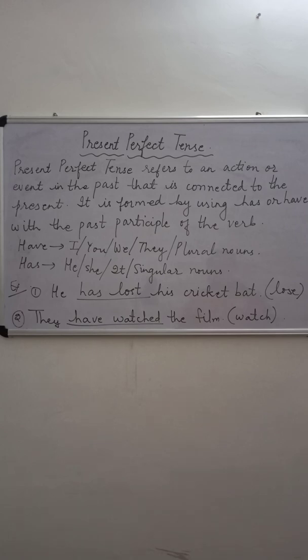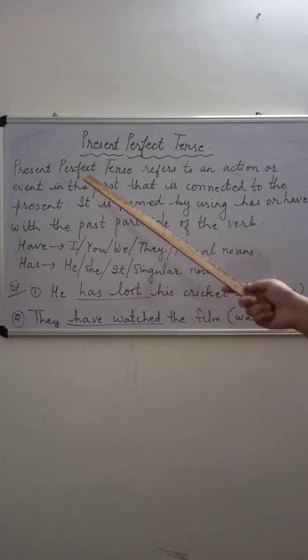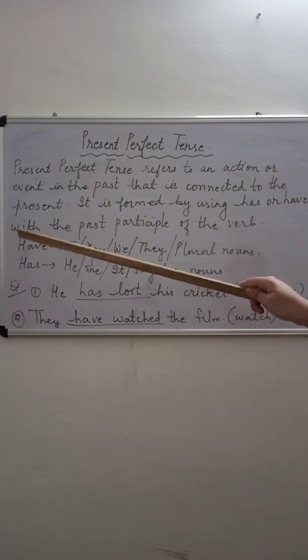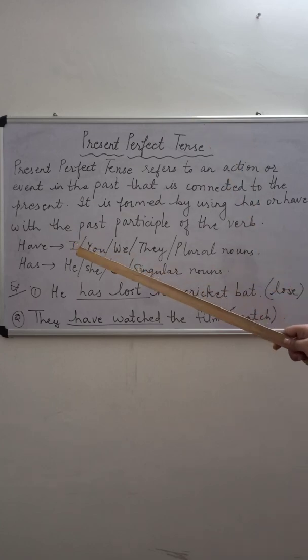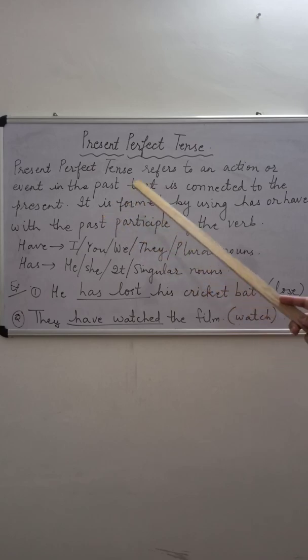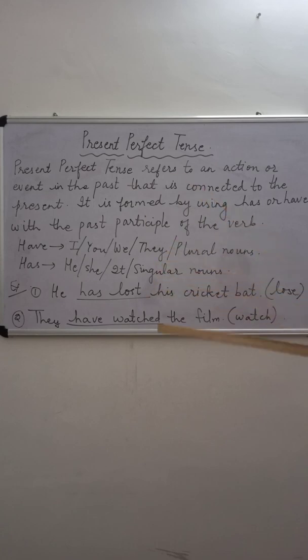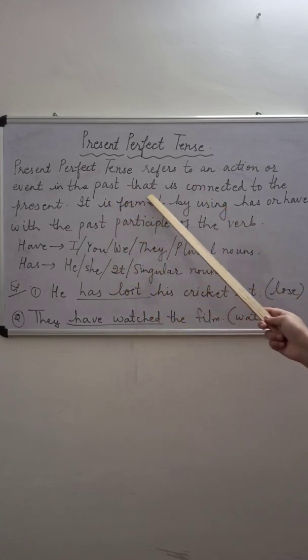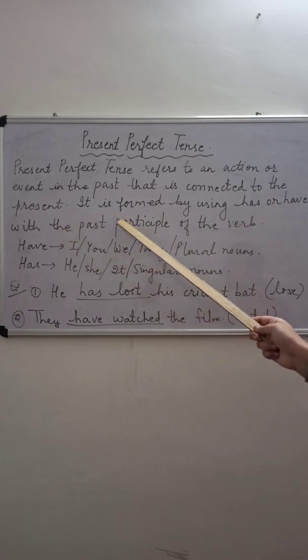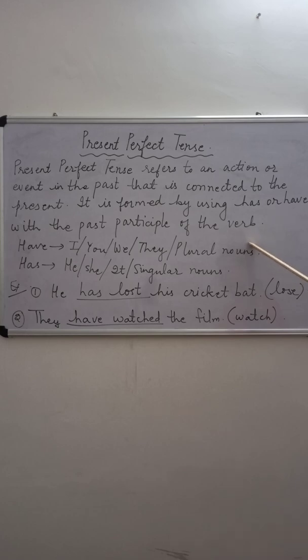Now let us understand about present perfect tense. What is present perfect tense? Present perfect tense refers to an action or event in the past. An action that has happened in the past, but it is connected to the present. So present perfect tense refers to an action in the past that is still connected to the present. It is formed by using has or have with the past participle of the verb.